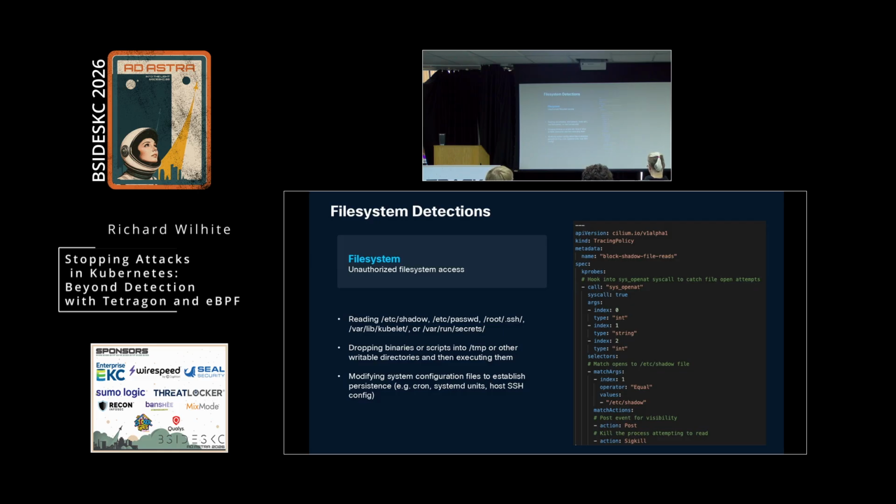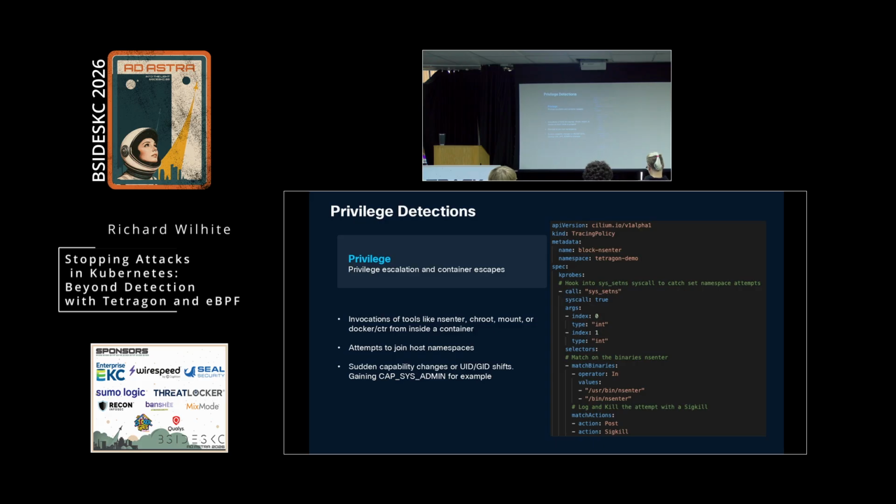The main thing we've got here is we're using a kernel probe, in this case what we call a kprobe. We're looking for a syscall for opening a file, sys_open. And then we're matching our arguments. We're going to look for the /etc/shadow file. And then finally, we're going to perform a couple of actions here. We're going to post, which means we're going to log the activity. We're also going to SIGKILL, which will block the process that's attempting to access the file.